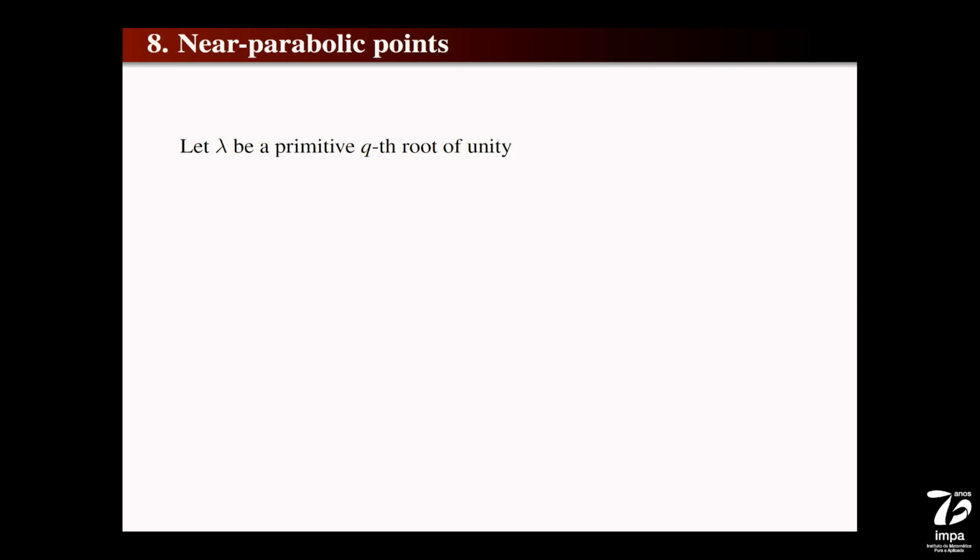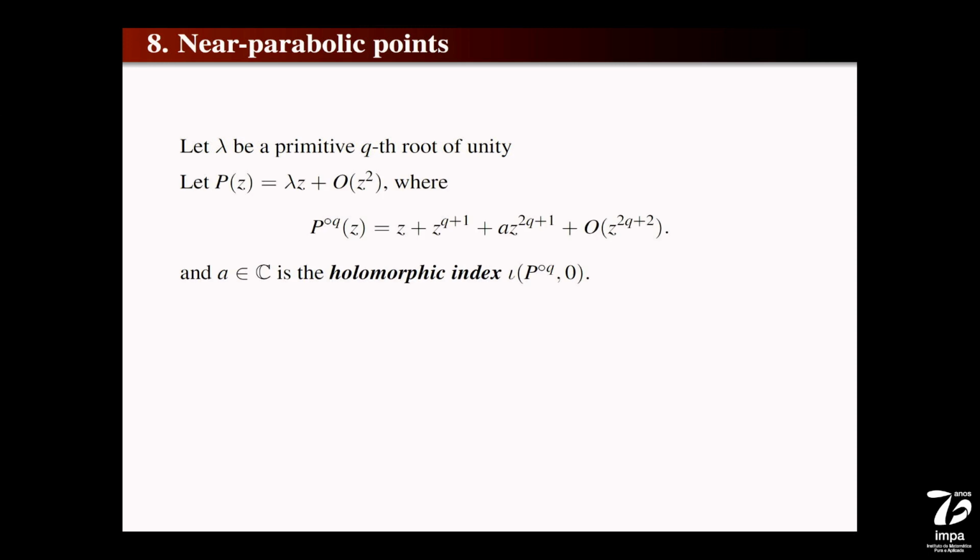So let lambda be a primitive qth root of unity. Take a polynomial with a parabolic fixed point at the origin of multiplier lambda, the qth iterate. So I'm assuming that it's non-degenerate. So I can put the qth iterate in this normal form: z^(q+1) is the first non-zero term, and then some constant a times z to the power 2q plus 1 plus higher terms, and this parameter a is just the holomorphic index. So I'm assuming that we're in the non-degenerate parabolic case.